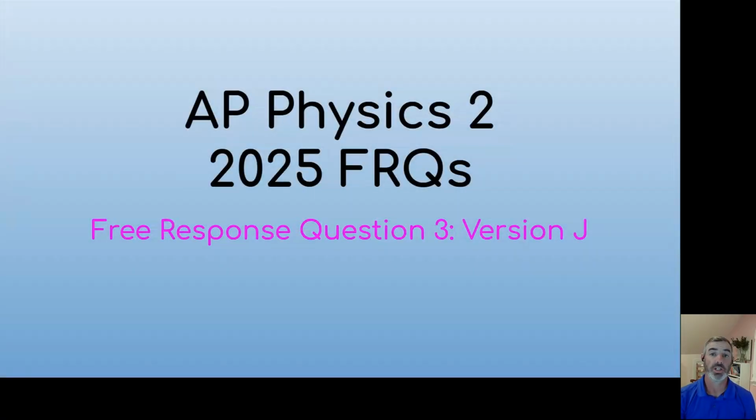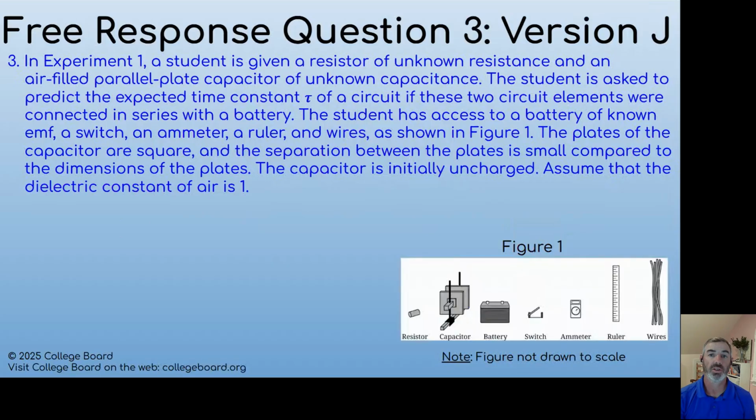In this video, we're going to continue our series on the 2025 FRQs from AP Physics 2. This is question 3 from version J. This is the experimental design question. So the experimental design question is laid out where you're going to write a procedure, and then from that procedure, you're going to find an unknown value. So that's part A, so let's talk about how we're going to do that.